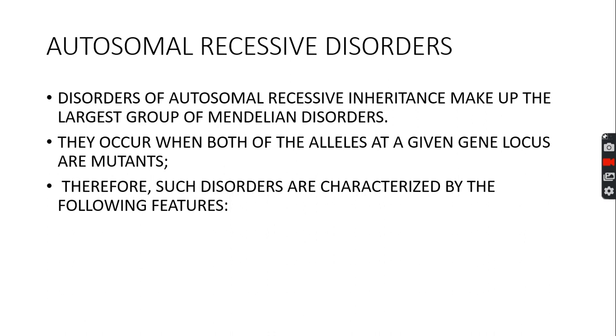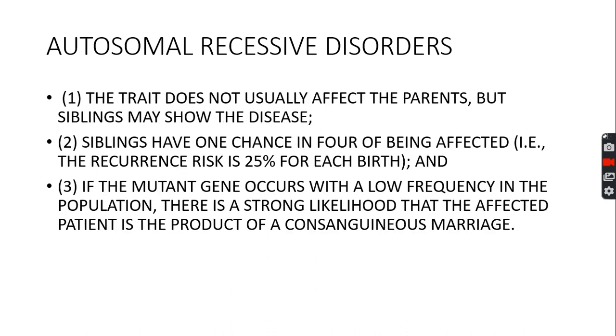Autosomal recessive inheritance makes up the largest group of Mendelian disorders. They occur when both of these alleles at a given gene locus are mutants. Therefore, such disorders are characterized by the following features. Number one, the trait does not usually affect the parents, but siblings may show the disease. Number two, siblings have one chance in four of being affected. That is, the recurrence risk is 25% for each birth.